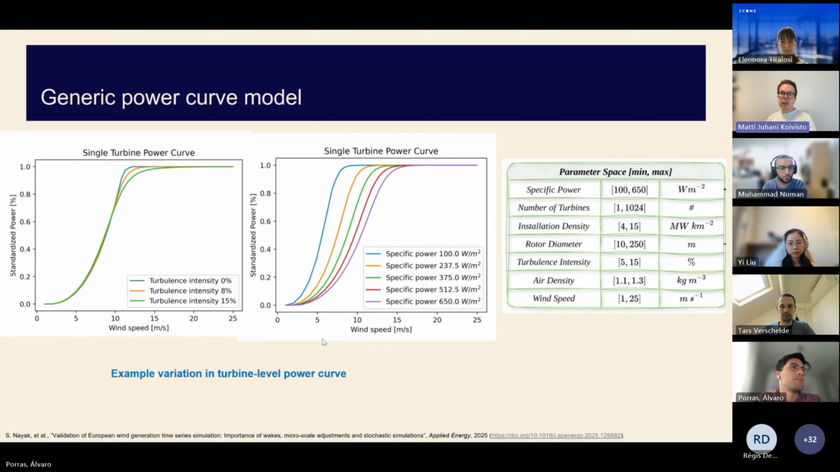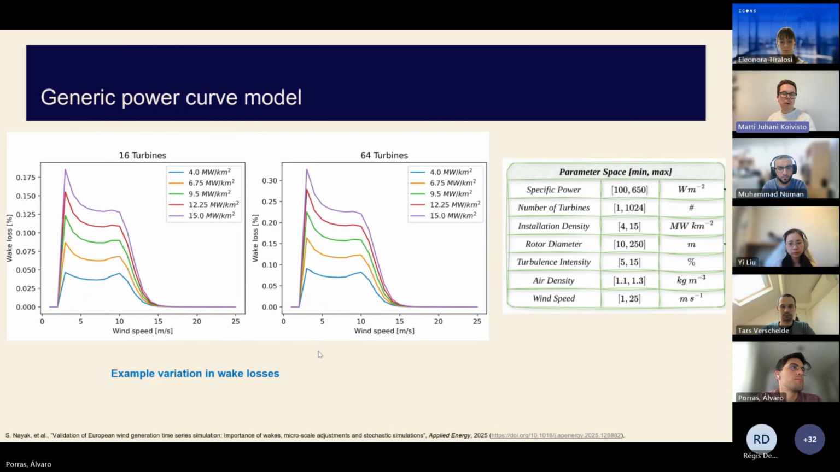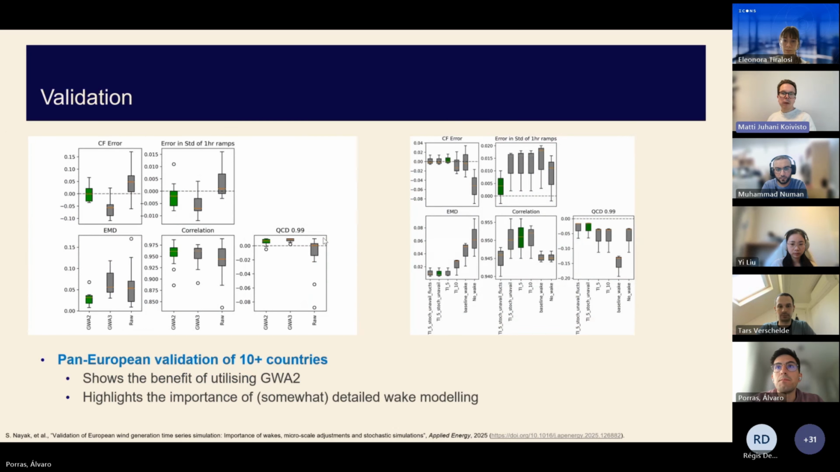And maybe already I can go to the next slide to showcase that it's not just the turbine level power curve, but we put a lot of effort in getting wake losses correct. So if you build very large offshore wind, you get losses from 10 to 20 or even higher percentage. And we put quite a lot of effort in modeling those impacts on installation densities, different type of turbines, and so forth.